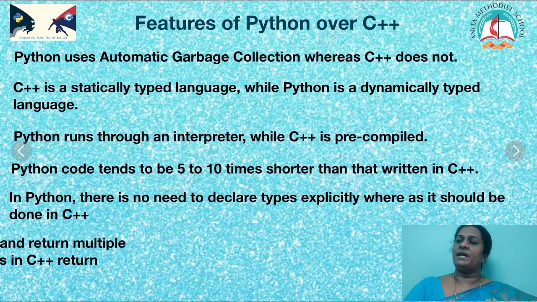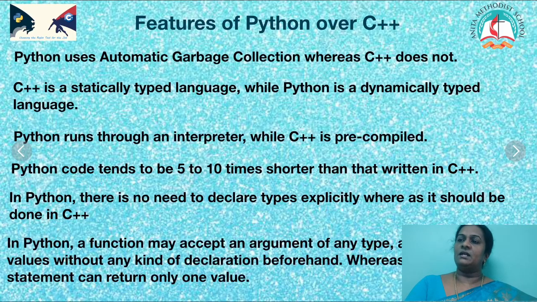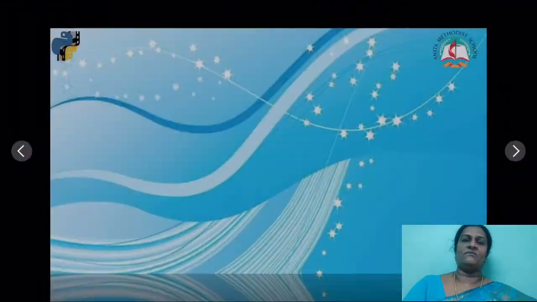Declaration is not required in Python. A function may accept an argument of any type and return multiple values without declaration. So again, without declaration, it also returns the values to us. Whereas a C++ return statement can return only one value. Python can return not one value but multiple values. That is why Python is overtaking C++. These are the features of Python.